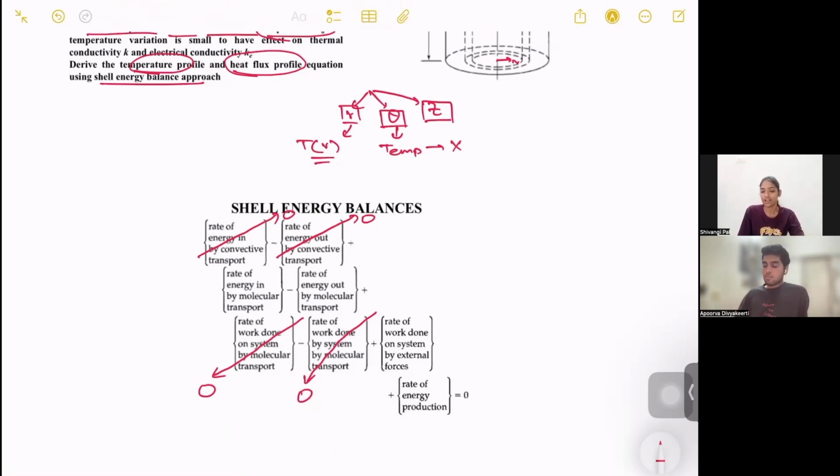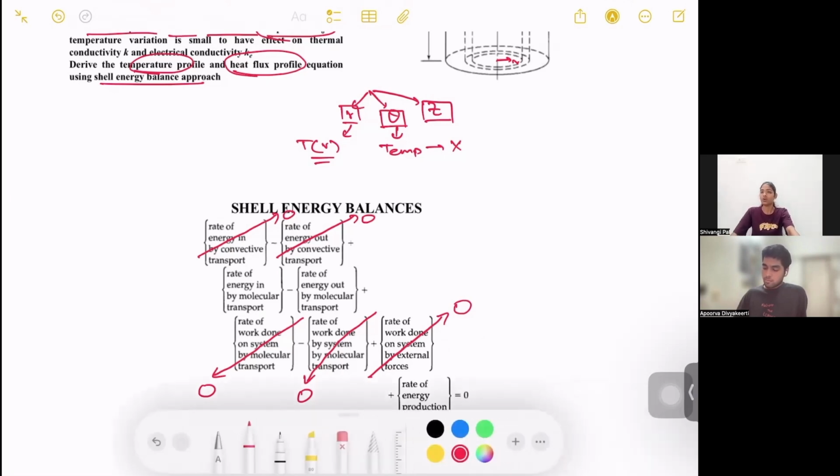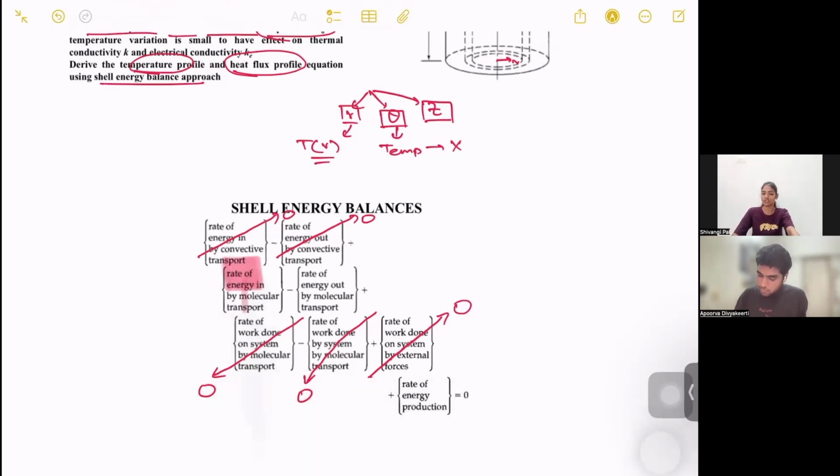Coming to the seventh term, that is rate of work done on system by external forces. Now we know that there are no external forces acting on the system, so this term will also become zero. The last term is rate of energy production. This will be there, and the whole combined expression is equal to zero. So now our complete equation simplifies to rate of energy in by molecular transport minus rate of energy out by molecular transport plus rate of energy production, all equal to zero.